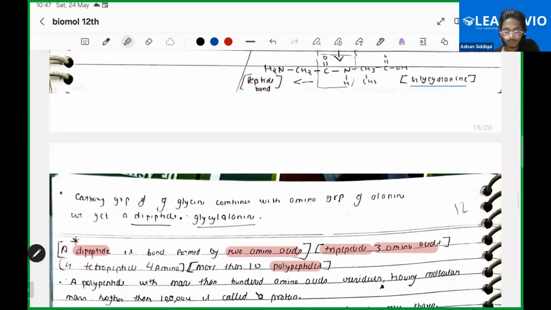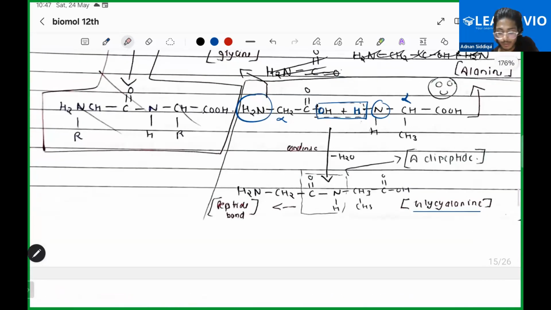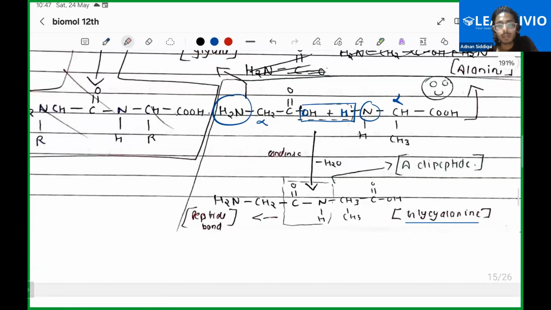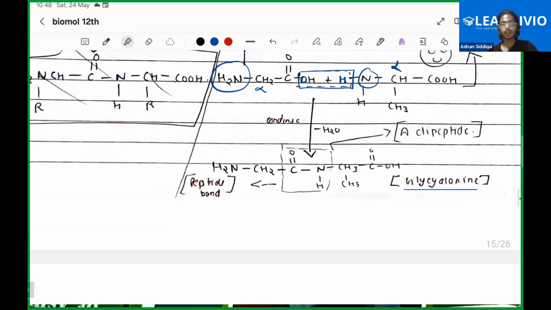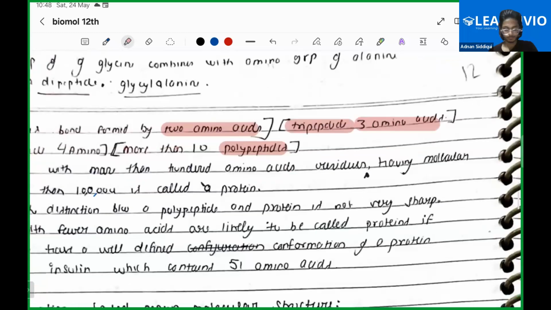The important thing is this bonding part, which you should be very clear with. What is happening? Two amino acids are coming closer to each other. The OH part of the carboxylic acid will react with the H part of the nitrogen, and they will be removed in the form of H2O, and the bond will be formed. This is called a peptide bond. If we are using two amino acids, we will call it a dipeptide, and if three, then a tripeptide, and so on.